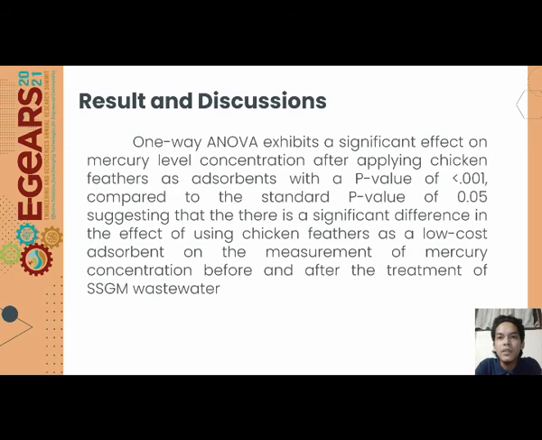One-way ANOVA exhibits a significant effect on mercury level concentration after applying chicken feathers as adsorbents, with a p-value less than 0.001, suggesting that there is a significant difference in the effect of using chicken feathers as a low-cost adsorbent on the measurement of mercury concentration before and after the treatment of small-scale gold mining wastewater.